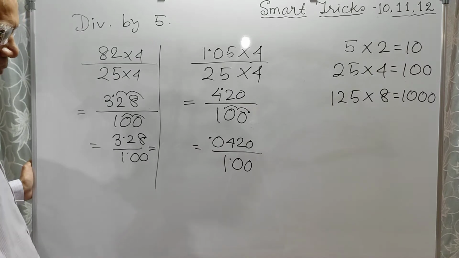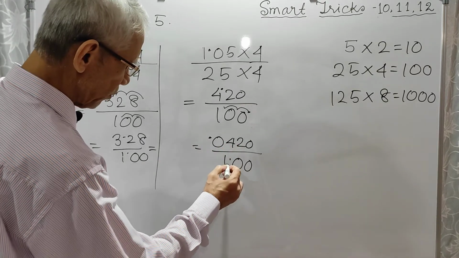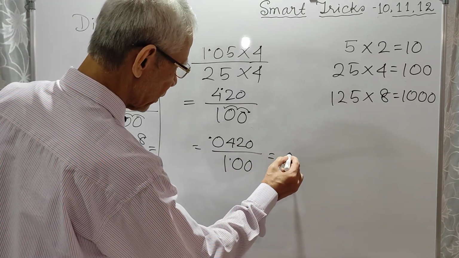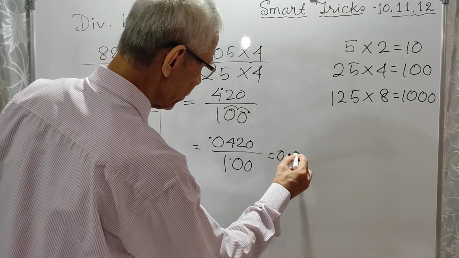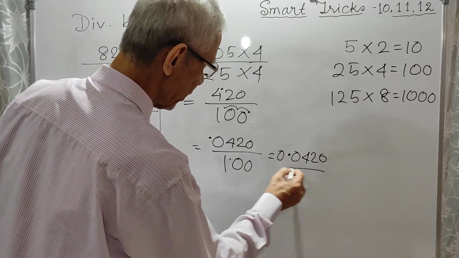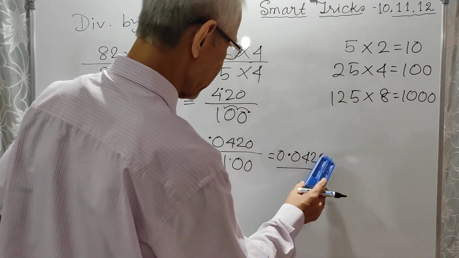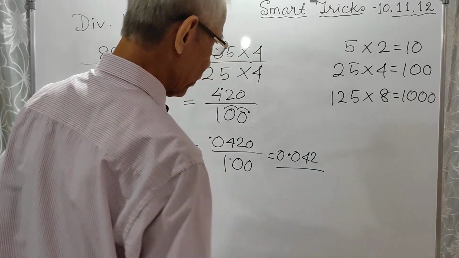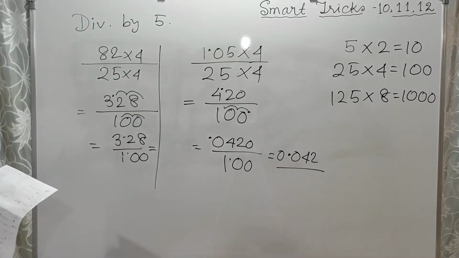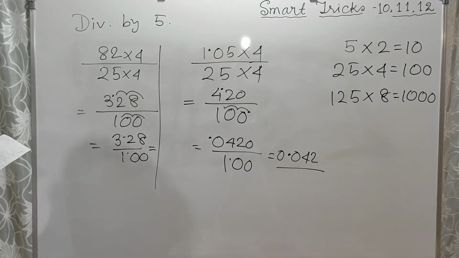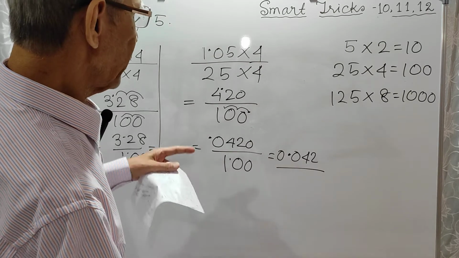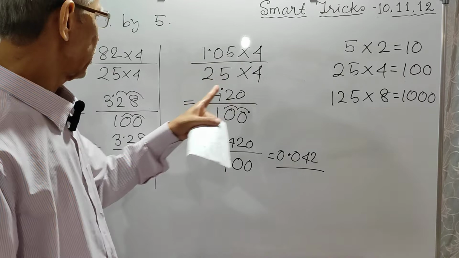0.0420 divided by 10 means this is 0.0420. That is the answer. So this 0 you can omit, no harm. So the answer is 0.042. Is it clear? Okay, so if the divisor is 25, we have to multiply by what?